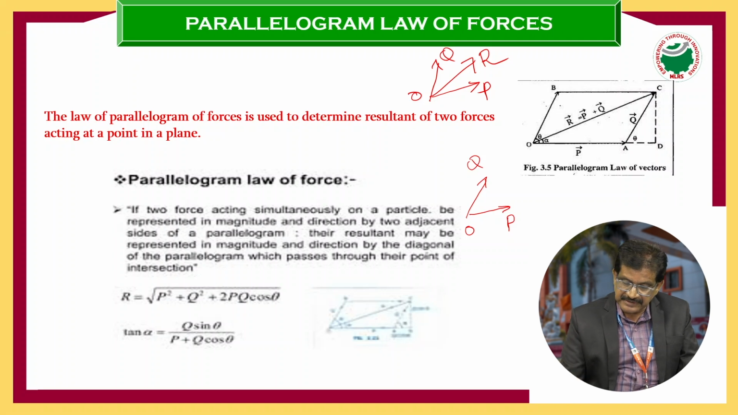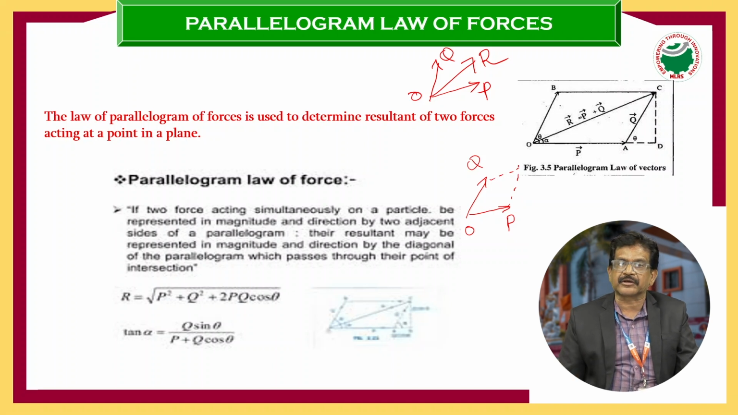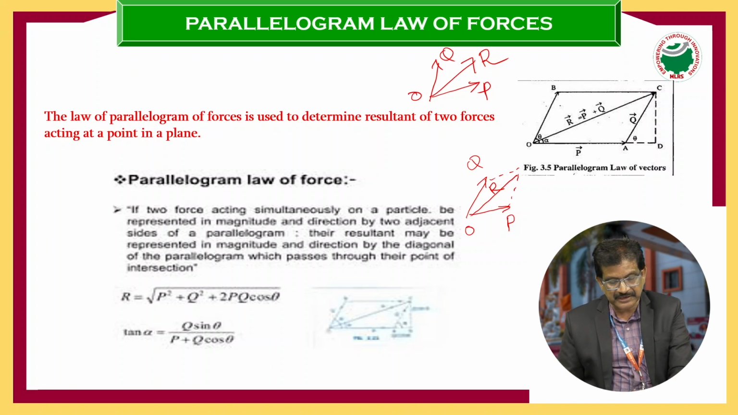These are the sides of the parallelogram. The resultant may be represented in magnitude and direction by the diagonal of the parallelogram which passes through the point of intersection. This is R. R is called the resultant. That formula is this one. This is called the parallelogram law of force.